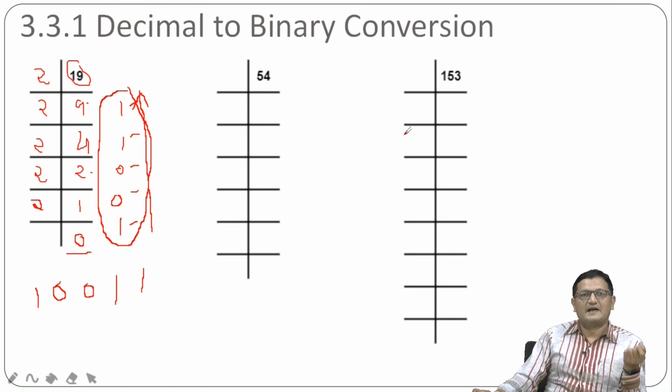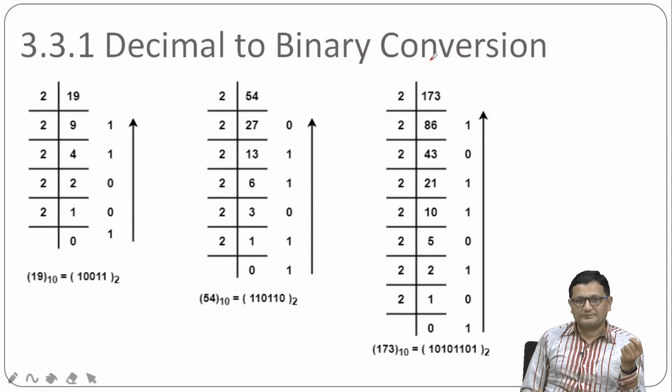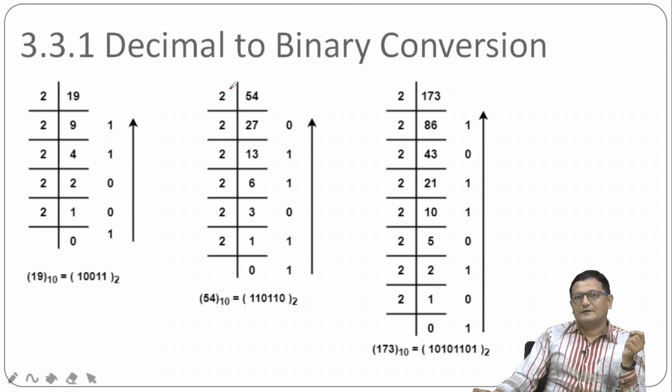Similarly, try to convert 54 into binary and 153 into binary. See, the answer is this. We have 54. First we divide 54 by 2, and because it is even, we get remainder 0, and we know that 27 2s are 54. Again you need to divide 27 by 2. You know 13 2s are 26, but the number is 27, so we put one remainder here.